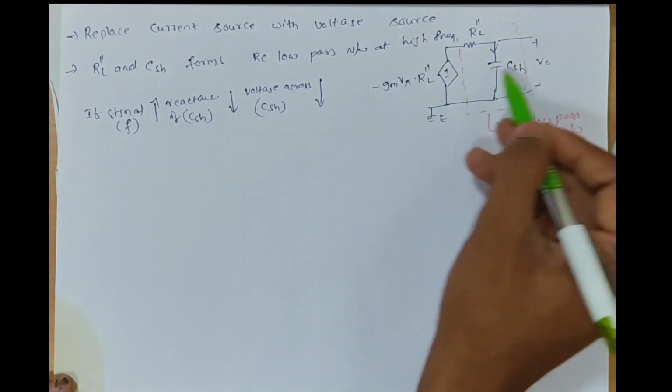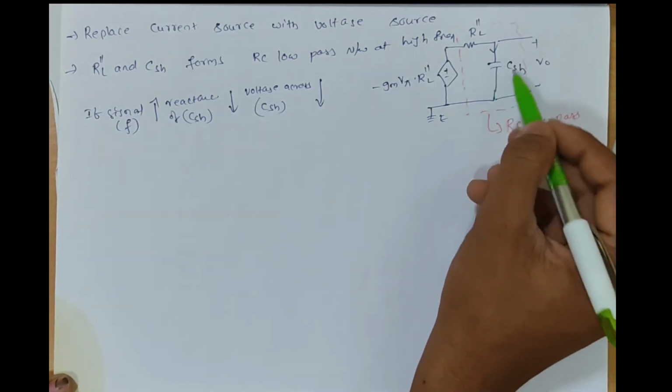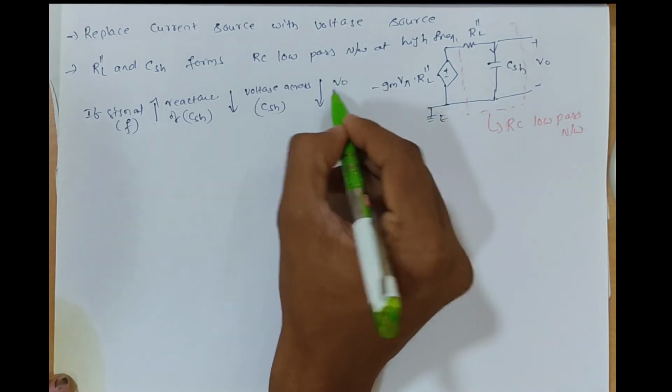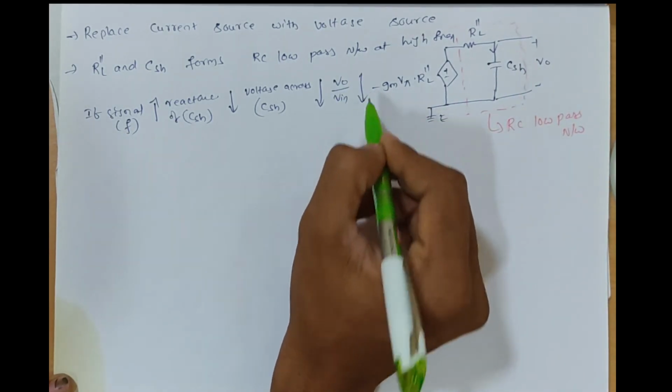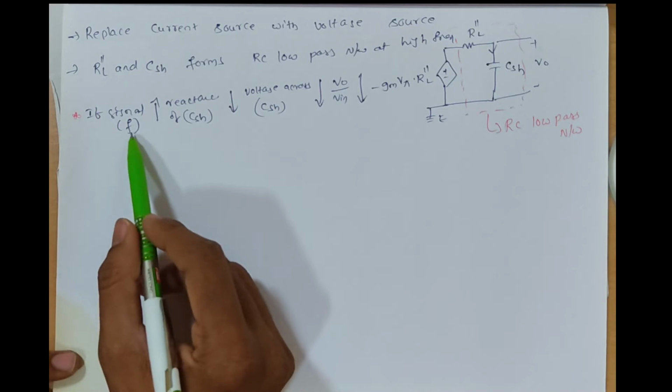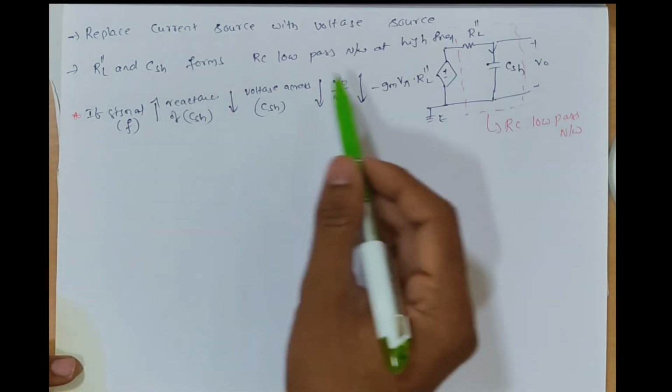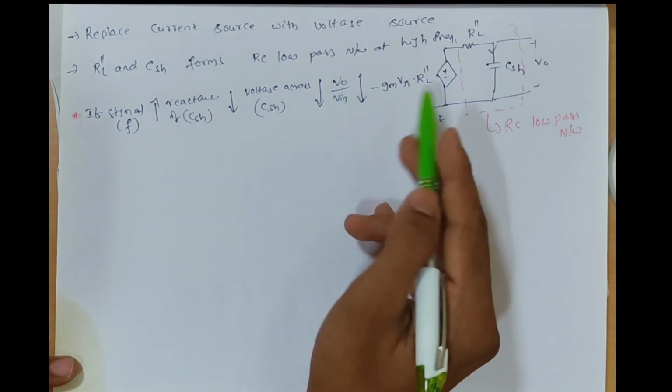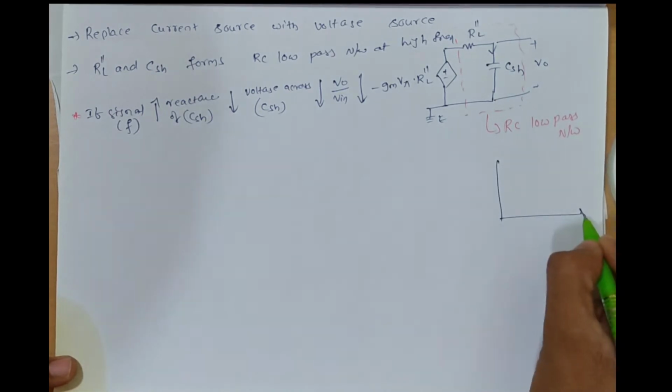Yes or no? So reactance decreases, voltage across the shunt capacitance will decrease. Then we can say V0 by Vin also decreases. Yes or no? So from this we can say it is acting as a low pass filter. If signal frequency increases, then voltage gain will decrease. So from this we can draw the graph like this.